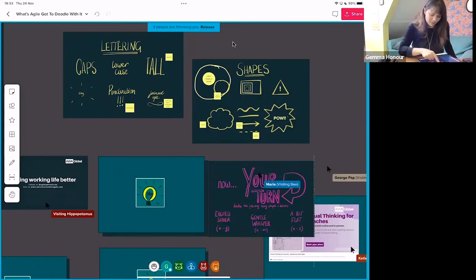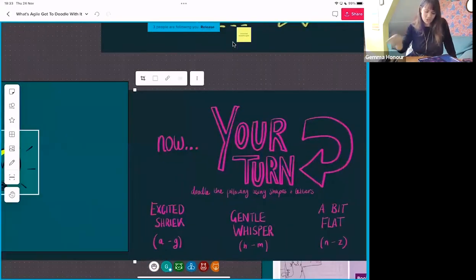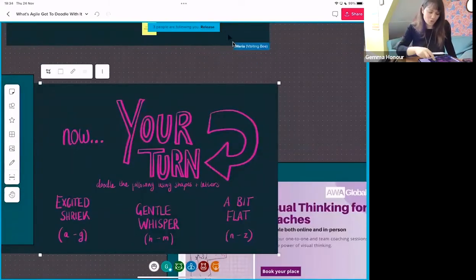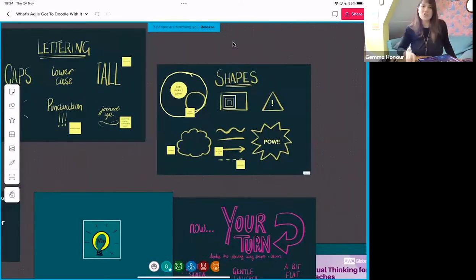Anybody whose name begins with H to M, I want you to write the words gentle whisper. And again, use the type of lettering and the shapes that we've given you to convey that. And anybody whose name begins between N and Z, I want you to write a bit flat, and again choose the lettering and shapes that are appropriate. I'm going to give you just 2 minutes to do this exercise.